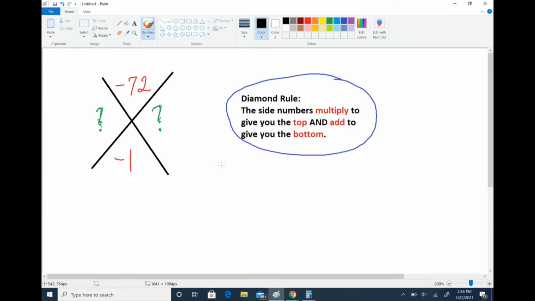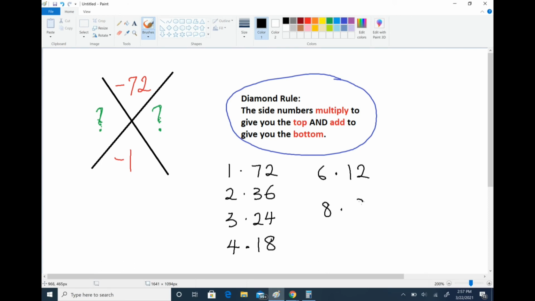Well, let's think about it. Whenever I have a negative, I always try to ignore the negative first and just think with my positive numbers, which is something that can help you. So let's think about just the number 72. I have 1 times 72. I have 2 times 36. I have 3 times 24. I have 4 times 18. I have 6 times 12, and I have 8 times 9. So these combinations here can all get me 72.